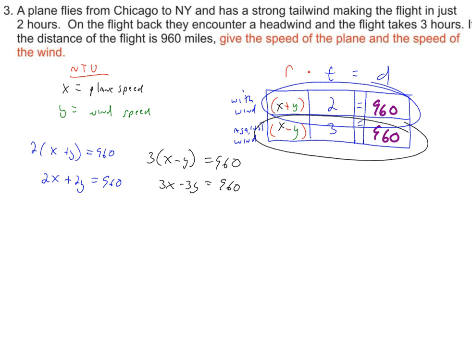It's just 2x plus 2y equals 960. 3x minus 3y equals 960. Agreed? So elimination method, do we want to eliminate the x's or the y's? The y's are a little bit easier, because one's already positive and one's negative. This way we can do the multipliers both being positive.